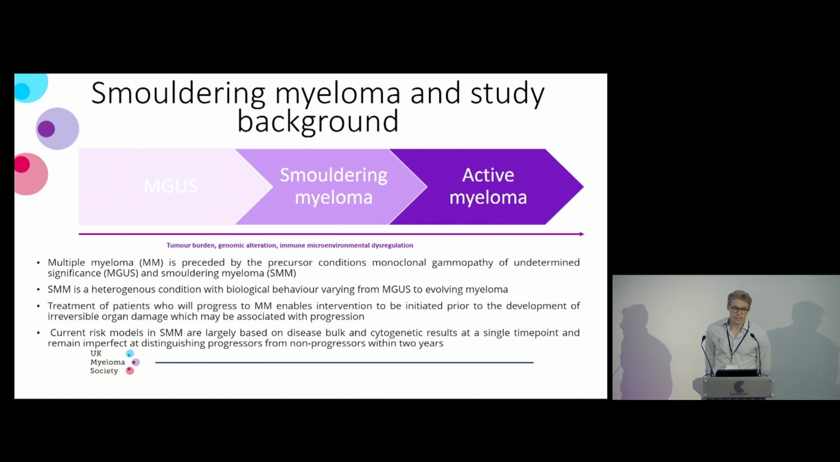And we do have some risk models in smoldering myeloma to try and determine those at high risk of progression, but they're largely based on disease bulk and cytogenetics as a single time point, and remain imperfect at distinguishing people who will progress at 2 years.